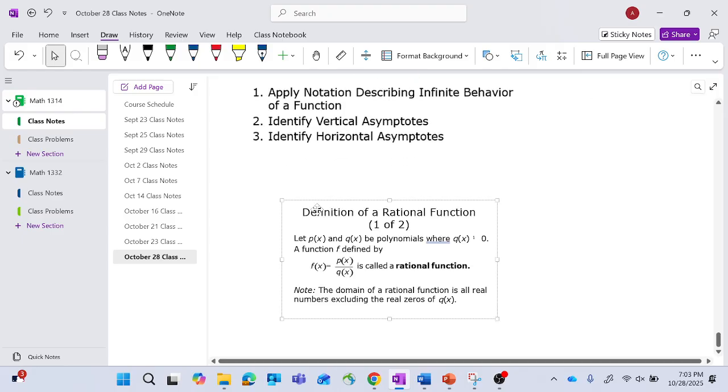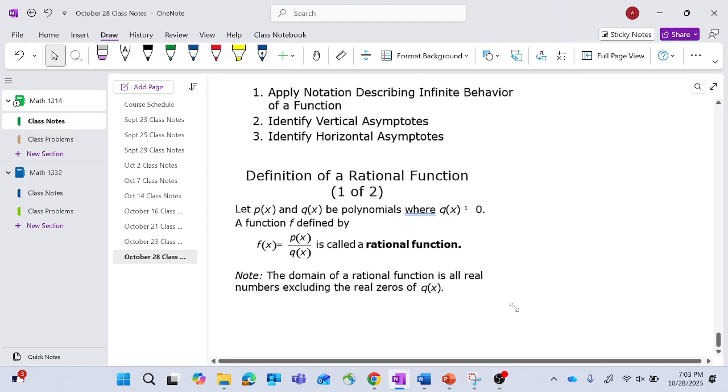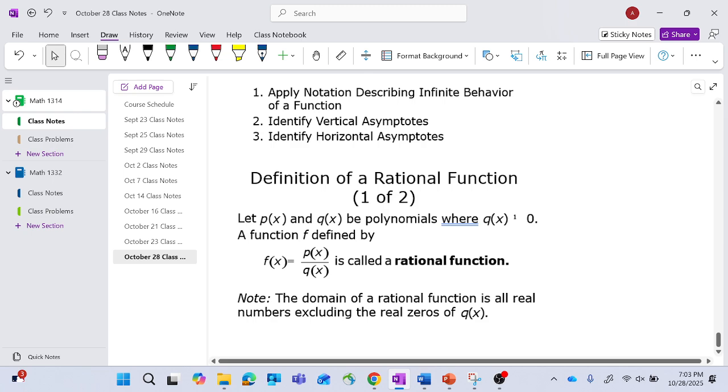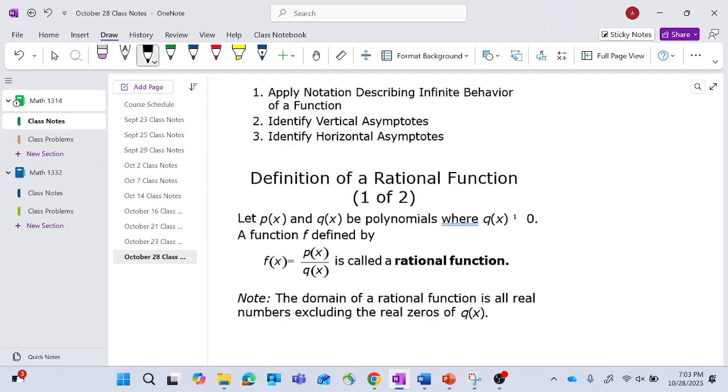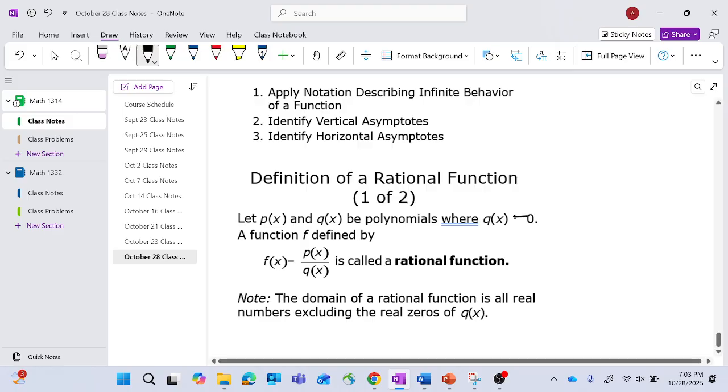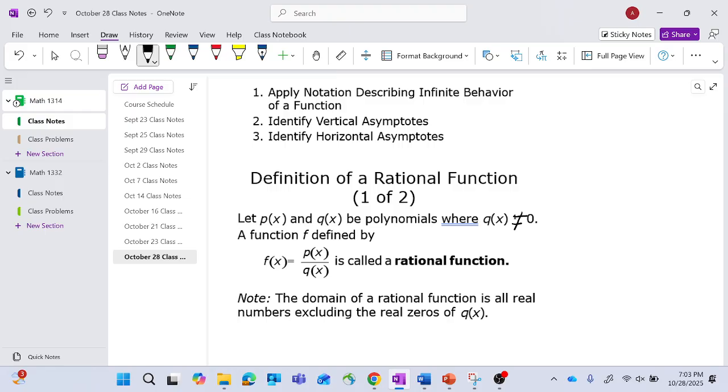This is the definition of a rational function. Essentially, a rational function is just a polynomial over another polynomial. That's all it is. Where q of x does not equal 0. Basically, you cannot divide by 0. So if p of x and q of x are polynomials, your rational function is p of x divided by q of x, where q of x is not 0.